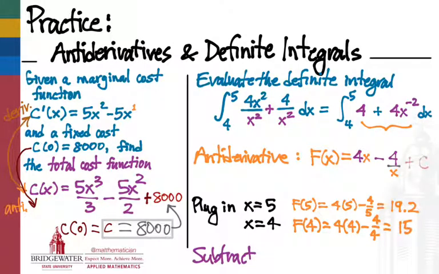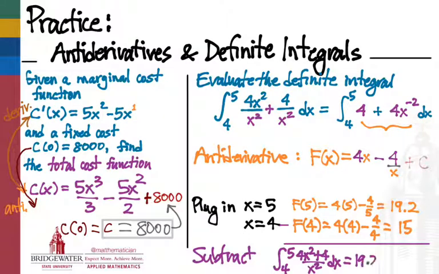Now I've plugged in my two values according to the fundamental theorem of calculus. Then what I have to do to finish, to find the definite integral, is subtract. 19.2 minus 15 is going to give me the value of this integral. So the integral from 4 to 5 of (4x squared plus 4) over x squared with respect to x is equal to 19.2 minus 15, otherwise known as 4.2.